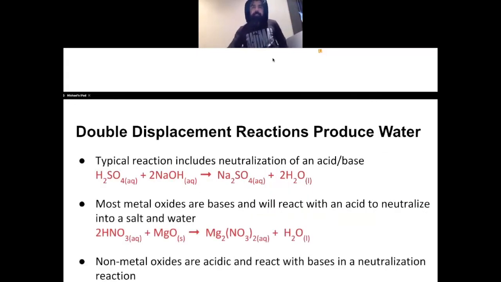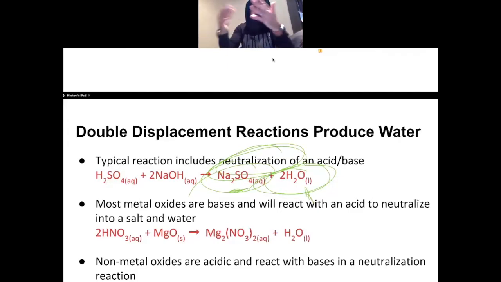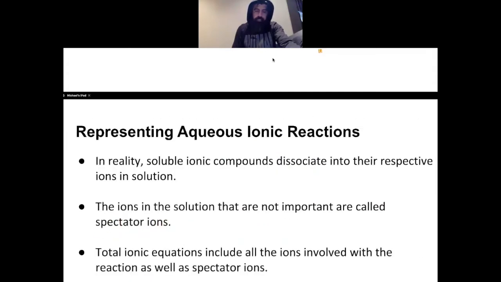So displacement reactions that produce water, as we mentioned, neutralization reactions produce water. So understand that this is our aqueous solution, or the ions that will be in the beaker as the end result, and additional water forming as we talked about earlier on in this chapter. So representing aqueous ionic reactions.